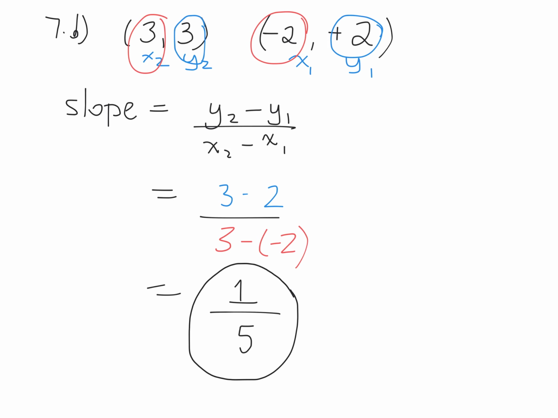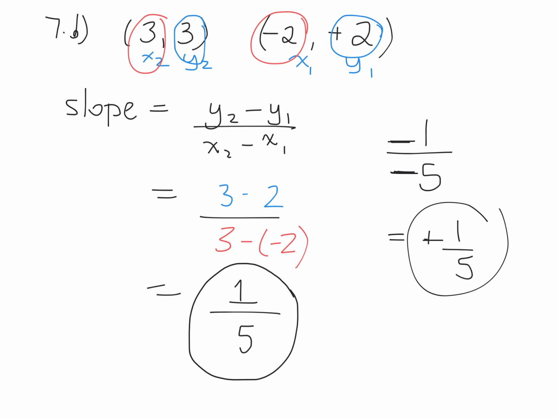If you did it the other way around, you would have got negative 1 over negative 5. But what's a negative divided by a negative? Positive. You still get the same answer this way. These all represent the same thing.